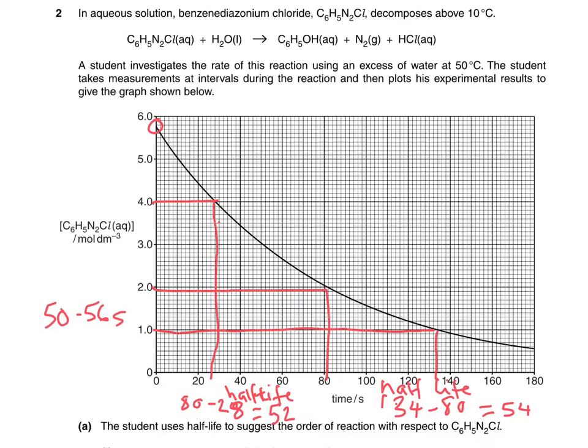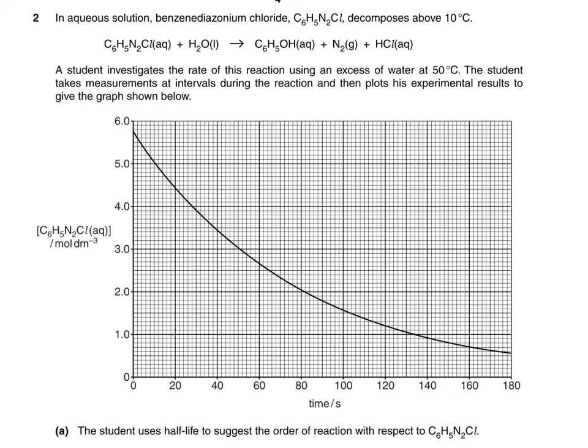So it's first order because the half-life is constant. Okay, I'm staying on this page even though we've gone over the page for the questions. If we started with twice the initial concentration, then the half-life would still be the same. It would still take exactly the same amount of time for it to drop by half.